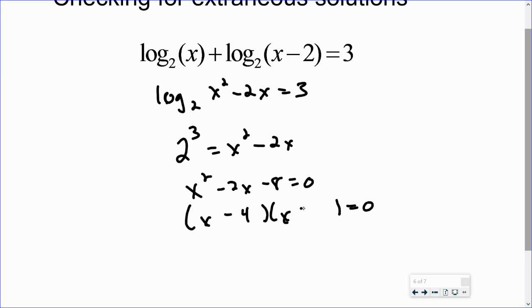So minus 4 plus 2, x is 4, x equals negative 2. Now if I put this negative 2 in here, that's a negative value. I can't have that, so that's an extraneous solution. So there we go. That's the review for today.